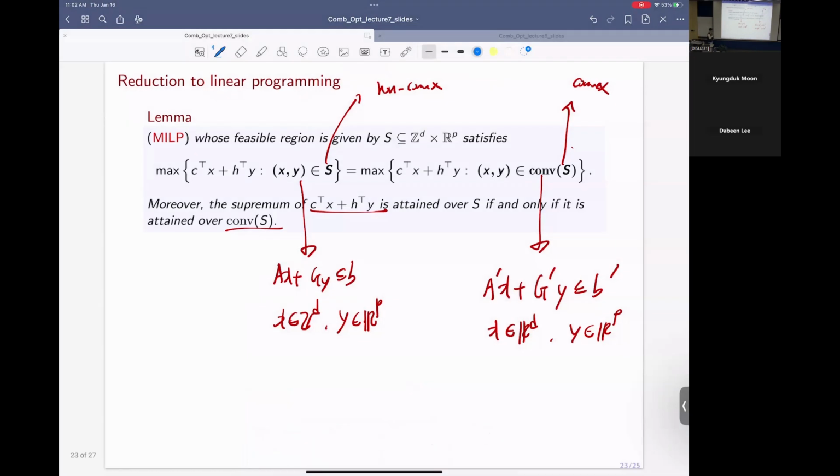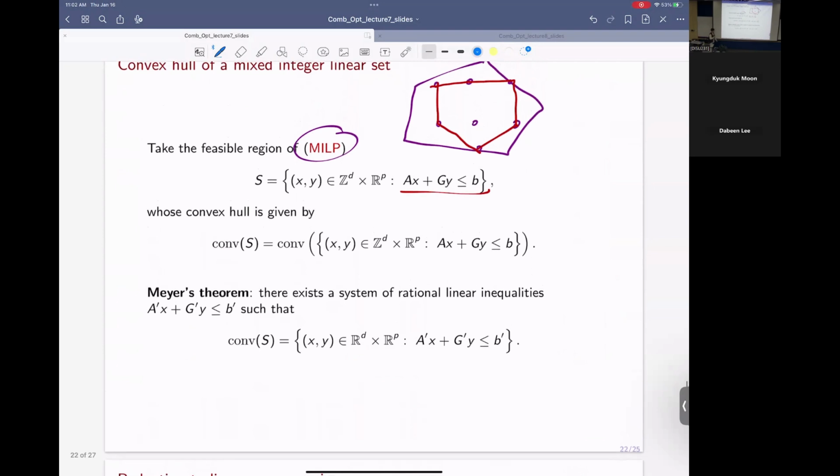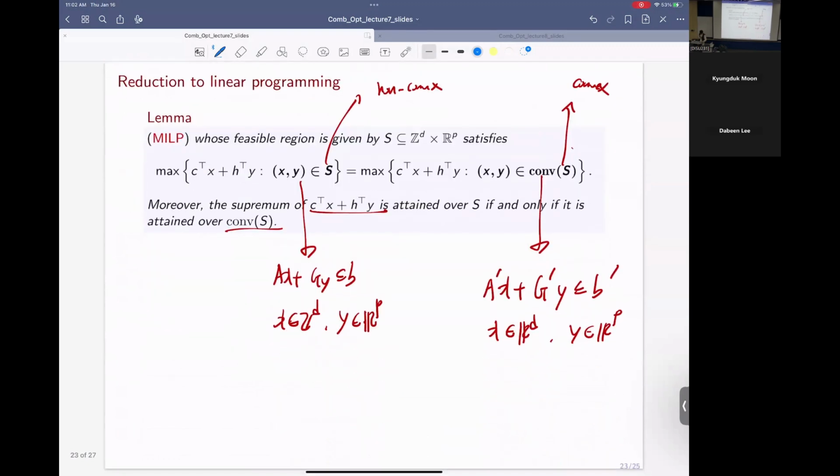So we have a mixed integer linear program, and the idea was to take the convex hull of possibly a discrete set. And so we got a convex problem. And in fact, by Meyer's theorem, the convex hull is another polyhedron defined by a finite system of linear inequalities. So you can just solve. So what it means is this mixed integer linear program is equivalent to another linear program without integer constraints.